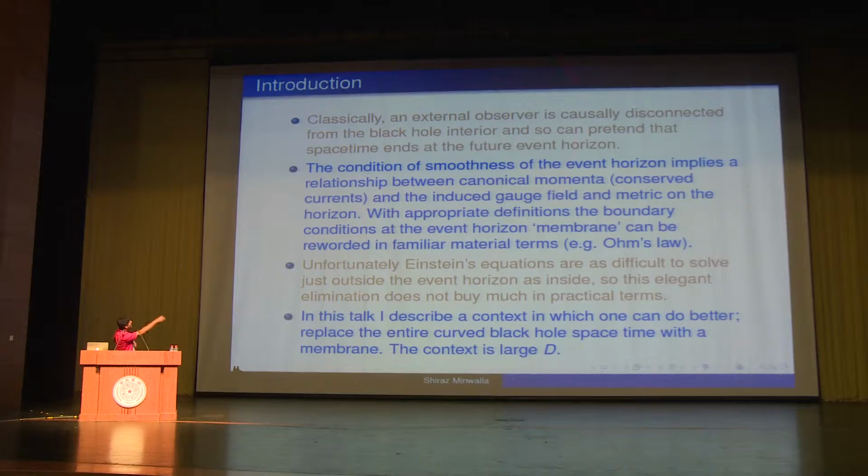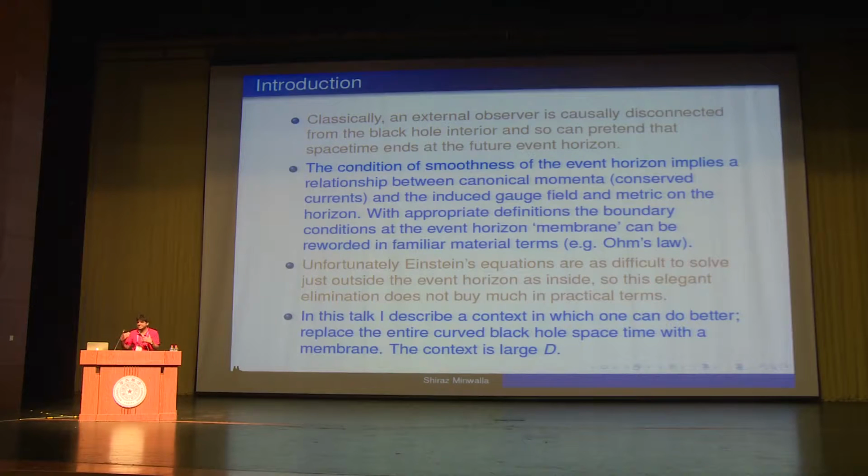Everything I've been describing here is old wisdom that goes by the name of the membrane paradigm of black hole physics. So, just to summarize, the membrane paradigm is the idea that you can throw away the space-time inside the event horizon and deal with a membrane on the event horizon. Smoothness of the event horizon gives you boundary conditions at the event horizon. That's very nice and in some ways very elegant.